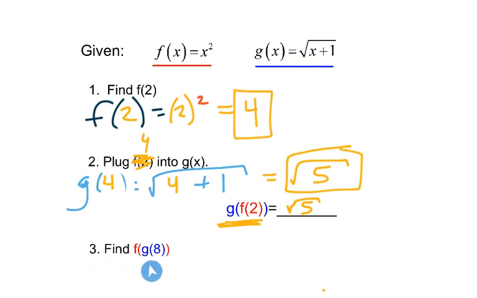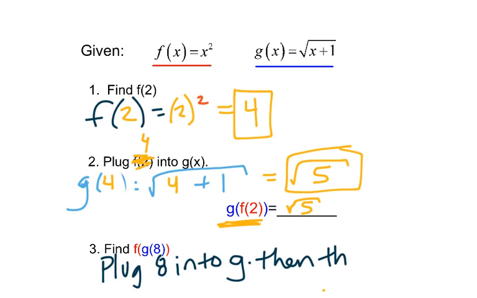So thinking of it here, all we need to do is plug 8 into g, as we did in our first step, and then plug that result into f. So just letting you know, plug 8 into g, then that result into f.